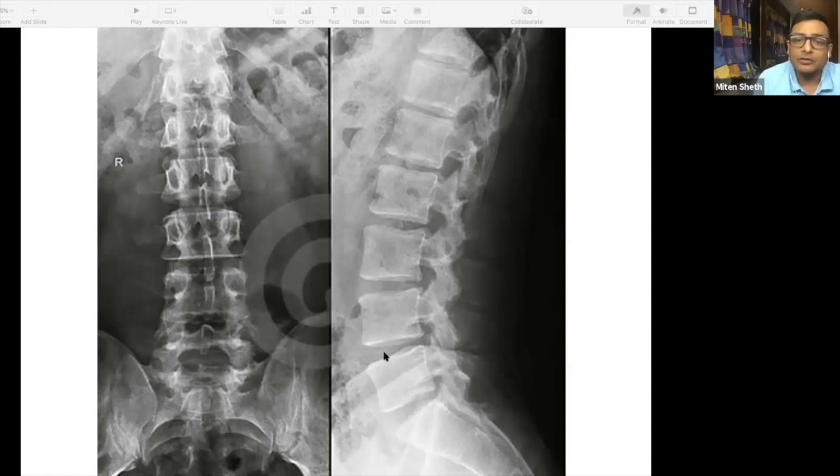And finally you have to see the height of the disc space. So you compare the height of the disc space level with level, all these things. Any place where the disc space is reduced, that's the place that you have to watch for, because most likely that person is having a problem at that area.